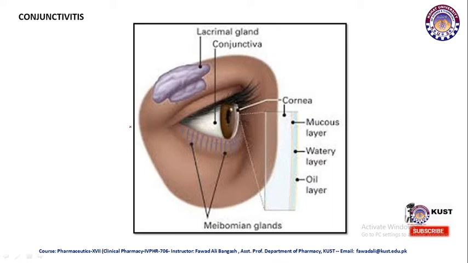This is basically an eye. This is the cornea region, this is the mucus layer, this is the water layer, and this is the oil layer. This is the conjunctiva region. Inflammation or redness in this region is known as conjunctivitis. This is the lacrimal gland, which stimulates lacrimation.